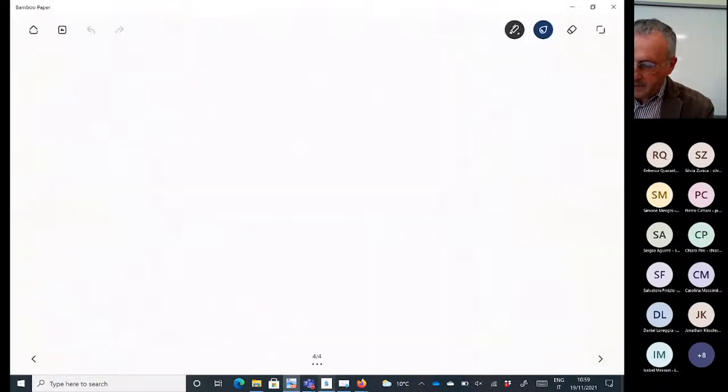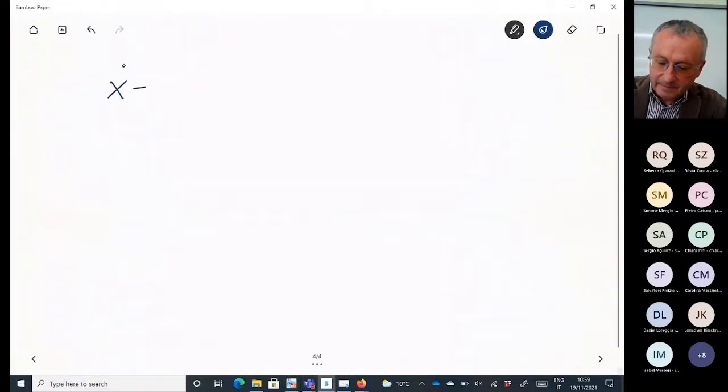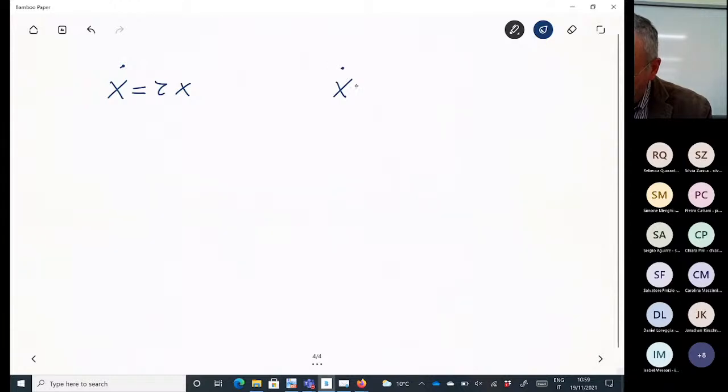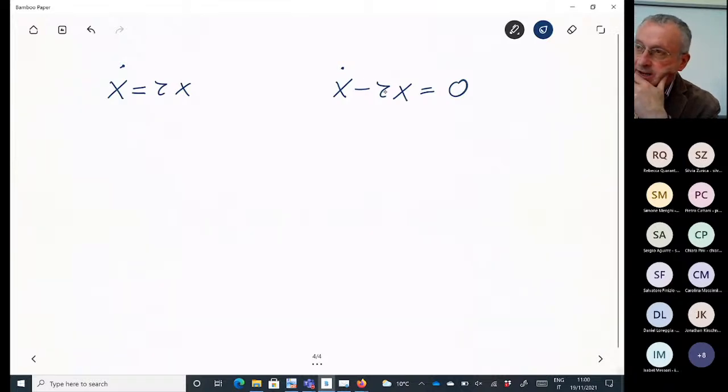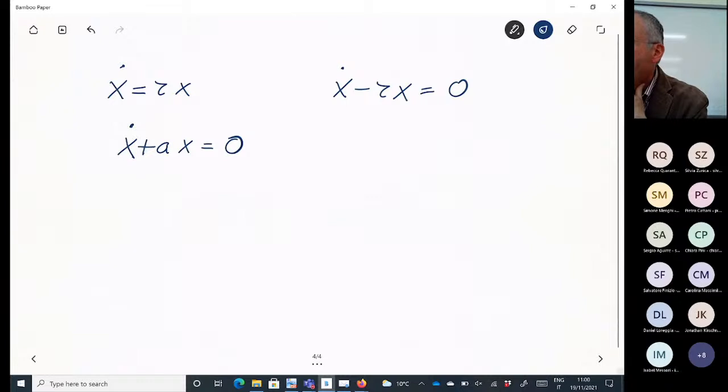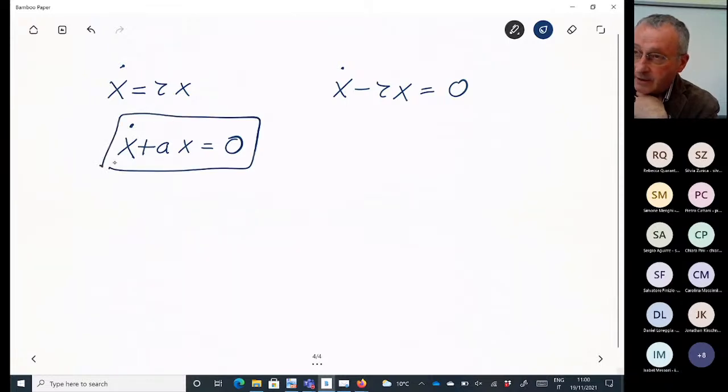We learned how to solve this. I can also write this in this way. This is another way to write what we already know how to solve. So in general, the notation for first order differential equations will be like this, not minus r here, but a coefficient. And more generally, we know how to solve this, because this is x dot is equal to minus ax, which is basically this.